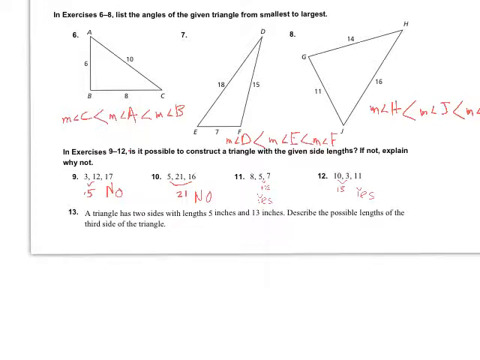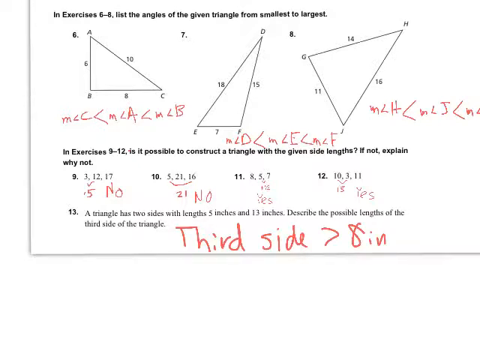All right? So that would have to be the third side greater than 8 inches. Okay, because if it's greater than 8 inches, then that means 5 plus whatever that number is would be bigger than 13, so we could go that route. Okay?